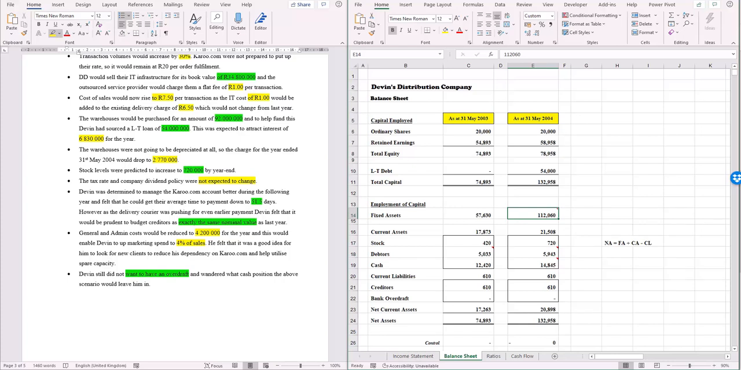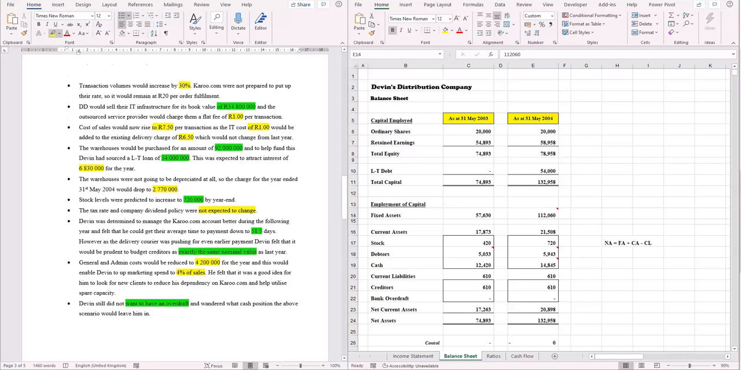So the warehouse would be purchased for an amount of 92,000. All right, to help fund it, there's the loan that goes with that. But further on here, they tell us that the warehouse was not going to be depreciated at all. So the charge would be 2,770. Okay, we've dealt with the depreciation.